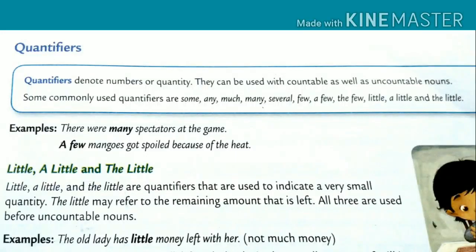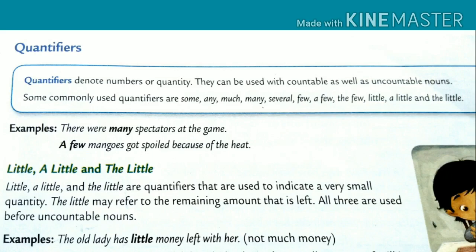Next topic is quantifiers. Quantifiers denote numbers or quantity. To mention the numbers or quantity, we use quantifiers. They can be used with countable as well as uncountable nouns. Some commonly used quantifiers are some, any, much, many, several, few, a few, the few, little, a little, and the little. These are the common quantifiers. Let's see how to use and where to use these quantifiers.